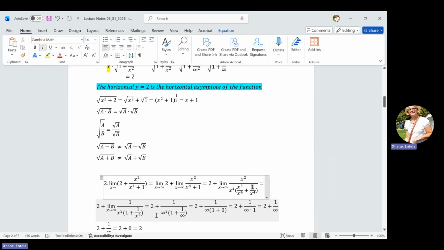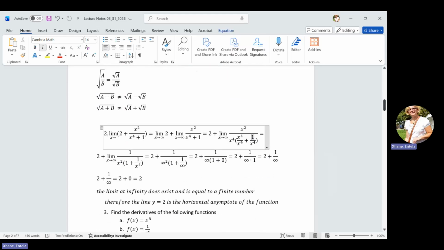So we have 2 plus. Now I'm ready to substitute to find the limit. So we have 1 over infinity squared, and then 1 plus 1 over infinity. 1 over infinity is 0. So we have 2 plus 1 over infinity, and then 1 plus 0 is 1. So that's 2 plus 1 over infinity times 1, which is infinity. We have infinity in the denominator, and 1 over infinity is 0. So we get 2 plus 1 over infinity, which is 2 plus 0.